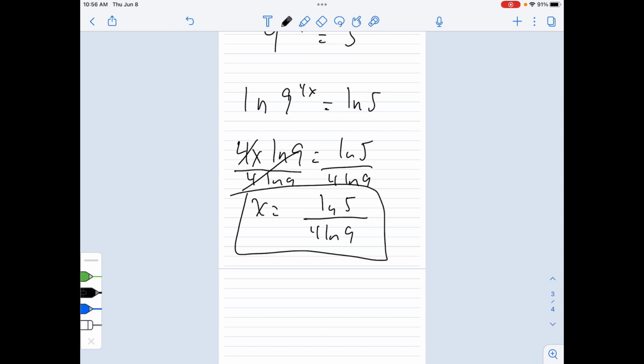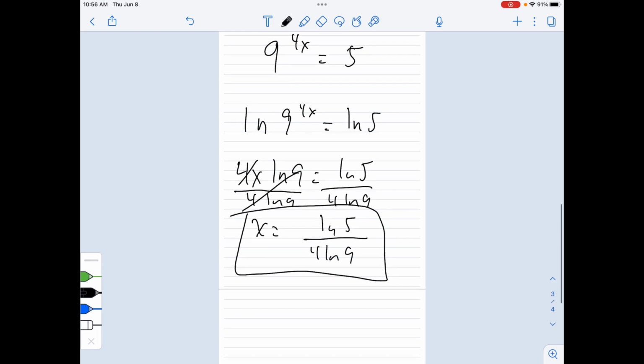Okay. All right. And yeah, you could do this with base 10 as well. We just take the log on both sides, and the steps that I did here with the ln would be exactly the same. So your answer would be log 5 over 4 log 9.